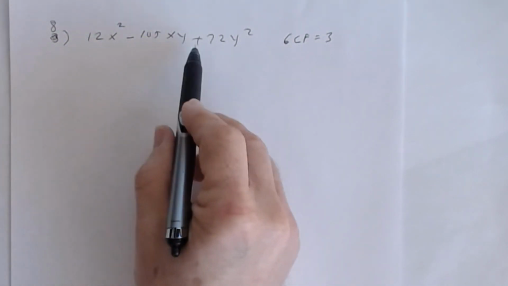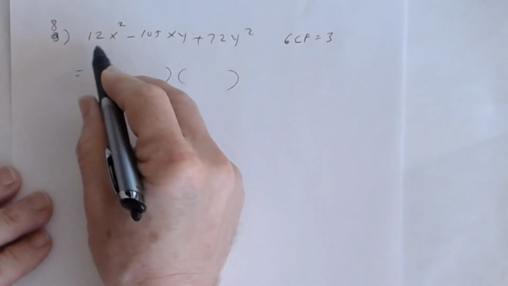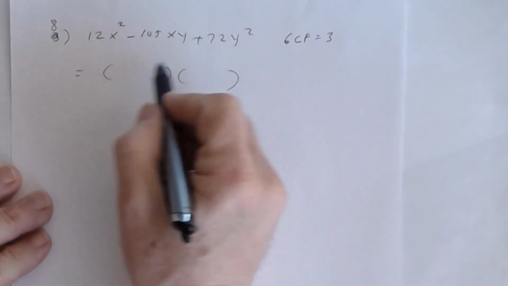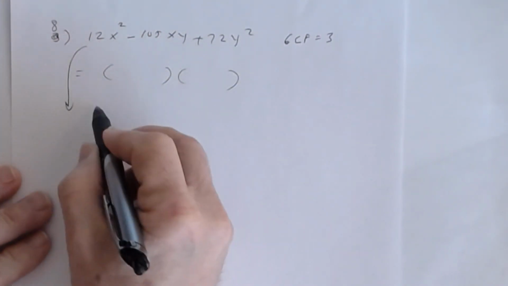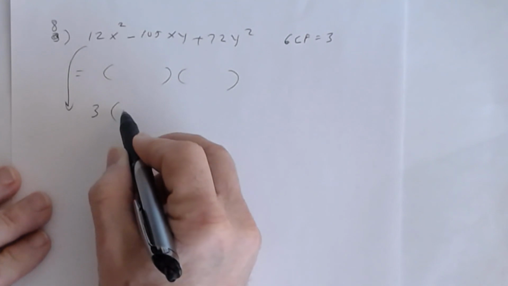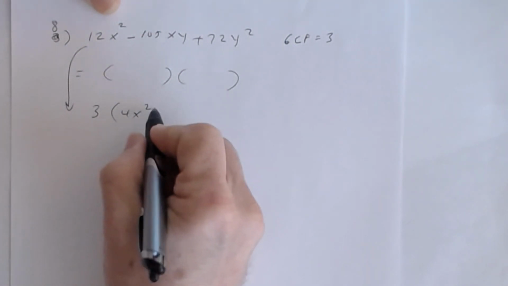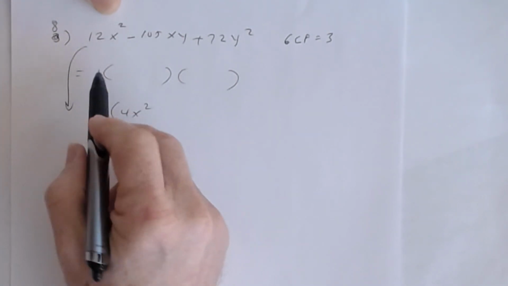So don't try factoring this. Don't go directly to this, because these are big numbers right here. All these are big numbers. So if you could factor out the 3, it'll make those numbers smaller, and it'll be easier to deal with. So take out the 3 first. It'll be 3 times 4x squared. See, now it's a lot smaller, right? Instead of having a 12, you have a 4 now.